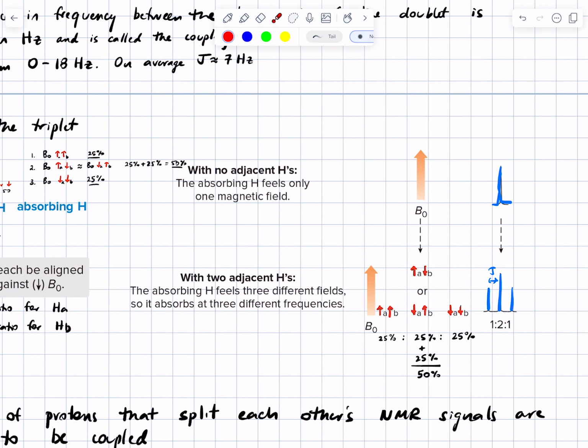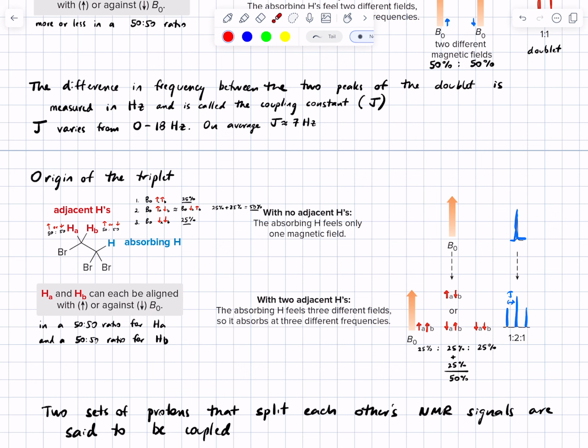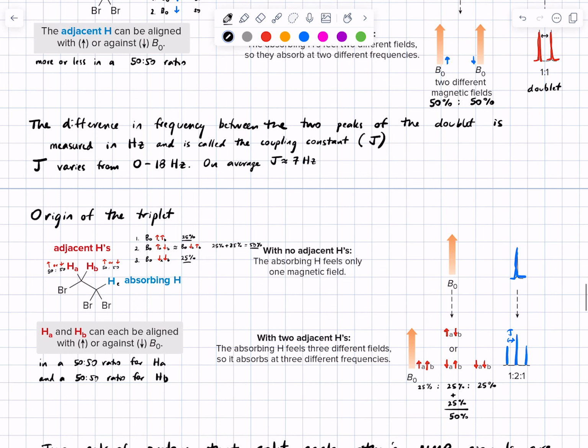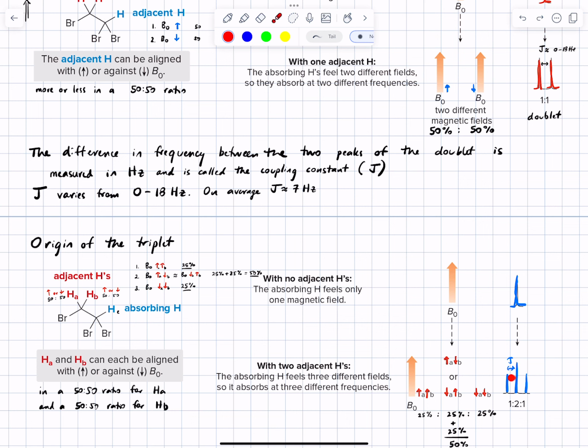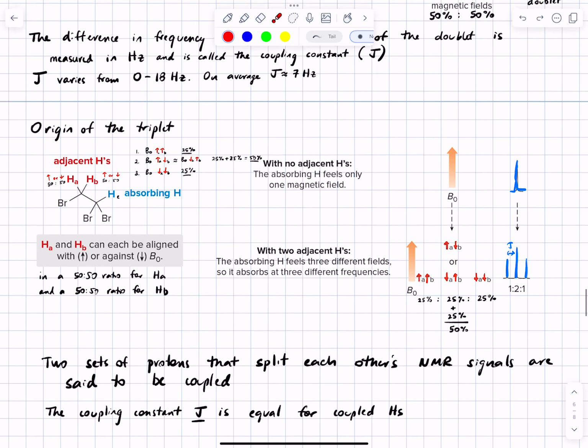Two sets of protons that split each other's NMR signals are said to be coupled. So HA and HB are coupled to the blue proton, which I guess we can call blue proton C. Moreover, the spacing between peaks for coupled protons has to be identical. So the distance in hertz between these two doublet peaks has to be identical to the difference in hertz between neighboring peaks of the triplet.